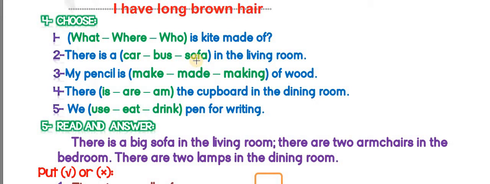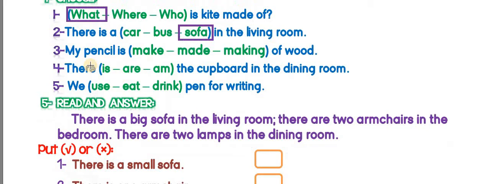Choose. What is kite made of? الطيارة مصنوعة من ايه؟ What is kite made of? الطيارة ورق. There is a sofa in the living room. كنبة في living room. تنفع باص ولا كار؟ لا طبعا. My pencil is made of wood. مصنوع من الخشب. My pencil is made of wood.